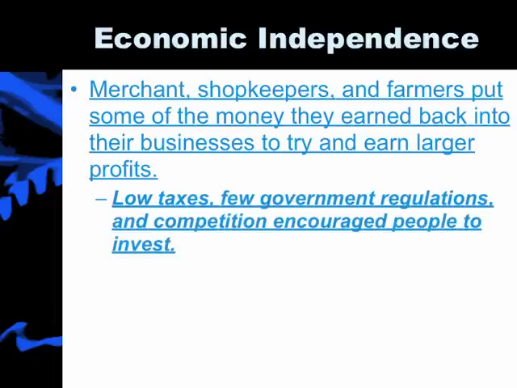Merchants, shopkeepers, and farmers put some of the money they earned back into their business to try and earn larger profits. Low taxes, few government regulations, and competition encouraged people to invest in these new companies. Now, we're really starting to get into some heavy politics here, talking about less government regulations, lowering taxes. I encourage you to discuss that with your parents.